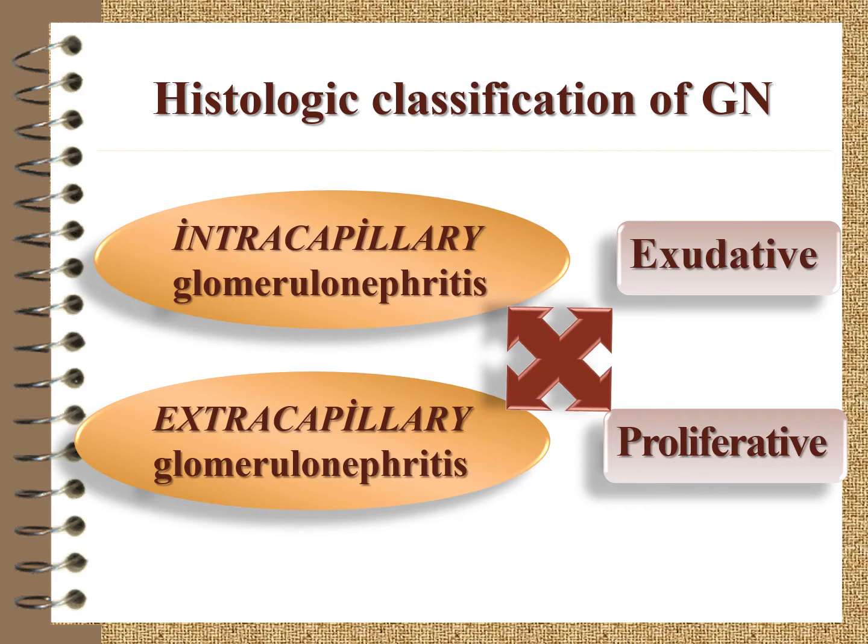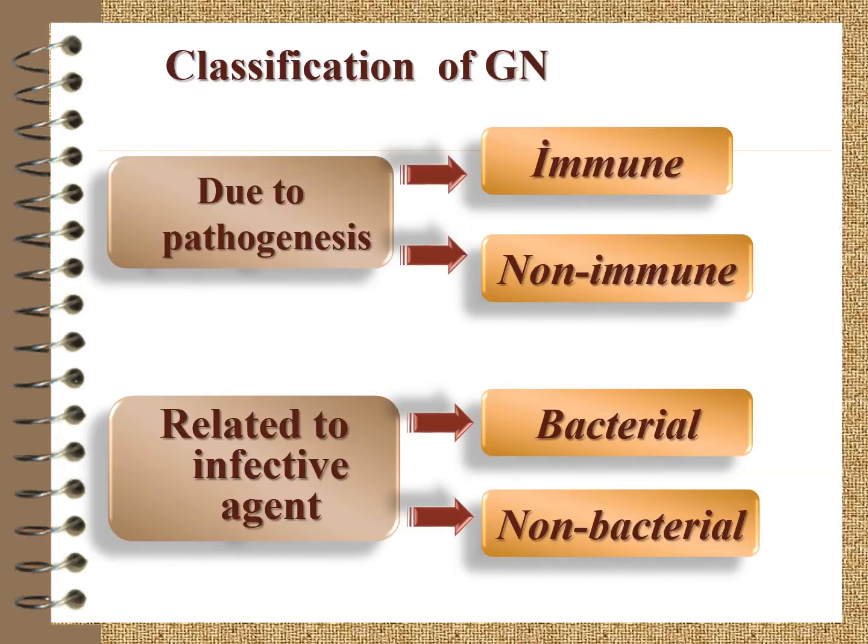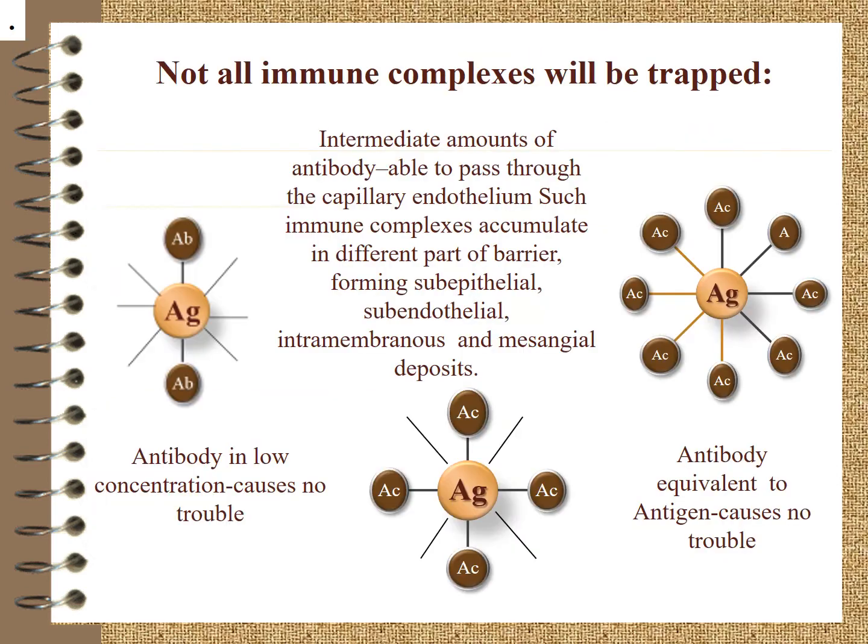And the second one, extracapillary glomerulonephritis, also may be exudative and proliferative. Epithelial cells and inflammatory cells proliferation is primarily in Bowman's space. According to pathogenic mechanisms, glomerulonephritis may be immunological and non-immunological. Immunological glomerulonephritis may be due to the antibody mechanism or of immune complex mechanism. And according to the infection factor, there may be bacterial glomerulonephritis and non-bacterial glomerulonephritis.